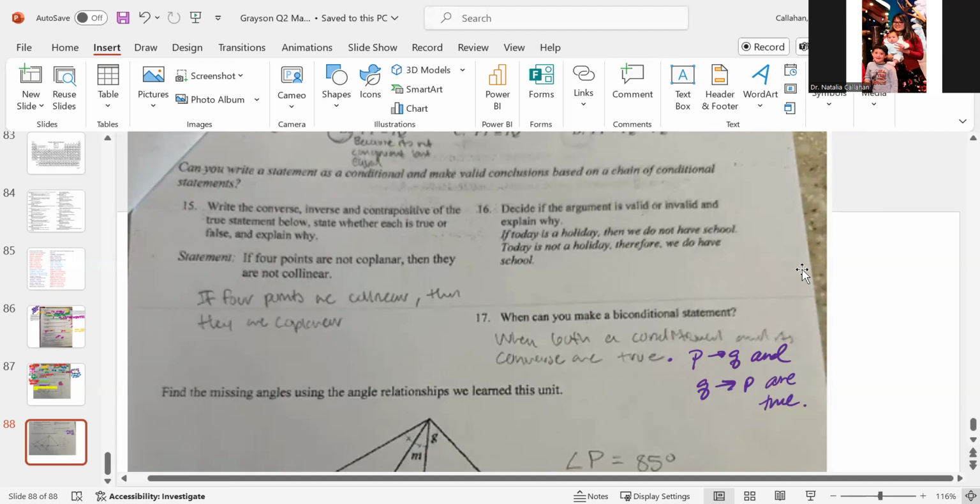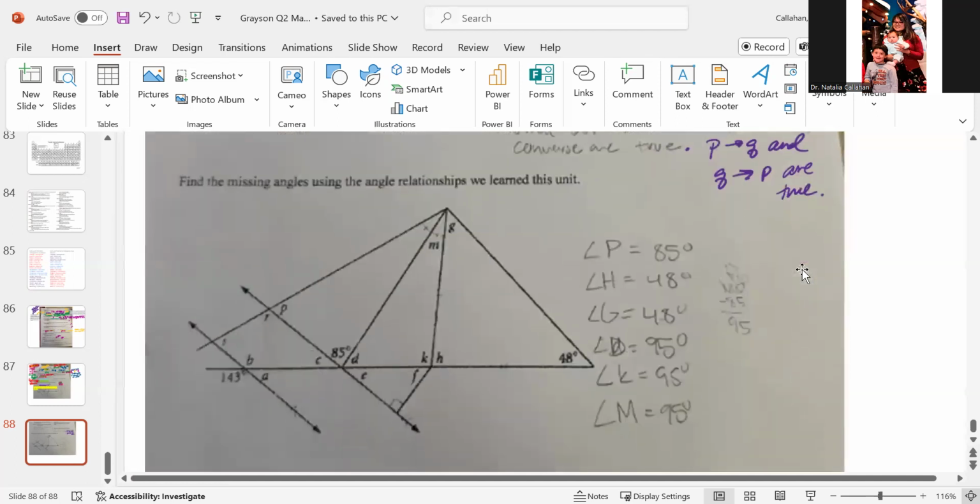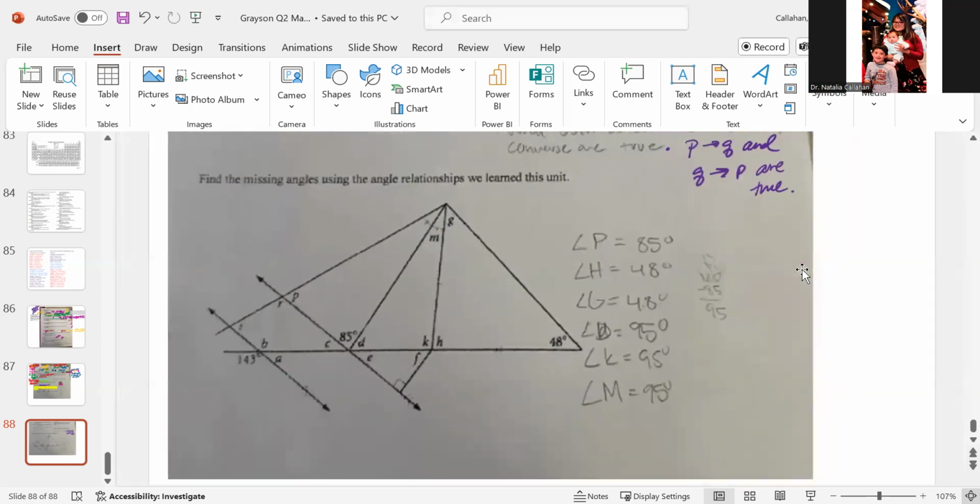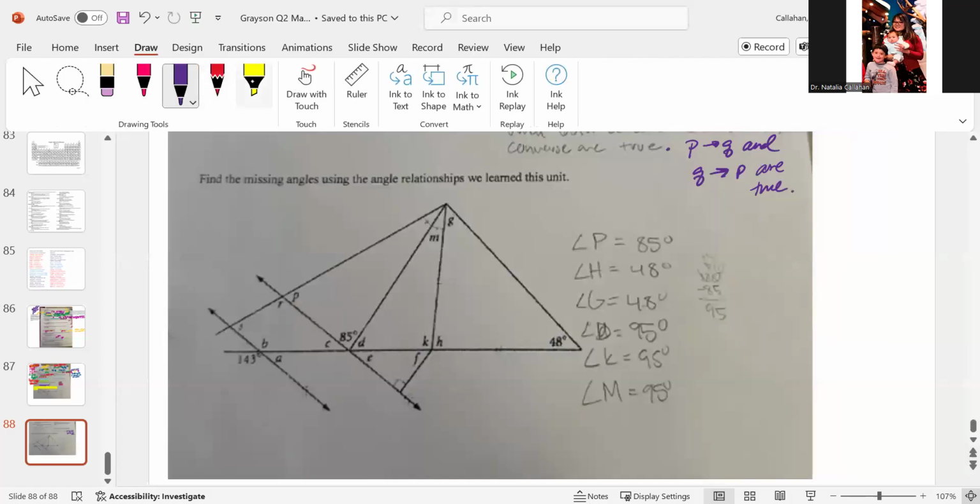Oh, true. Yeah. You write this part right here? Yeah. Okay, so what on this? Find the missing angles. This one is so easy that everybody else kind of struggles with. That's okay. Let's just practice with this.